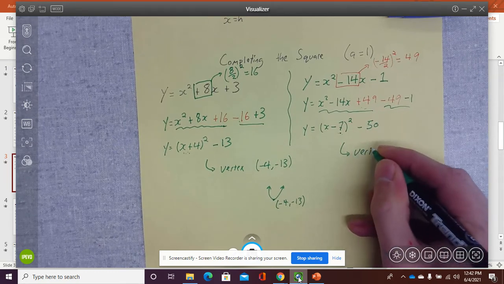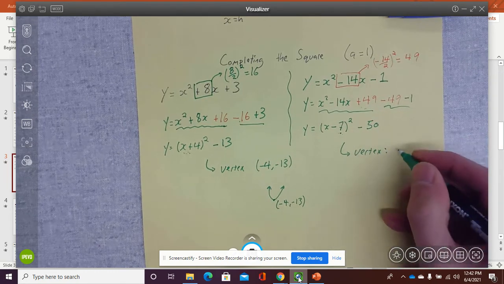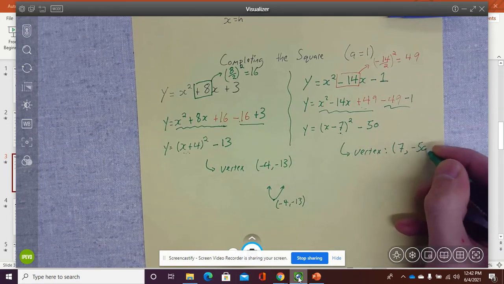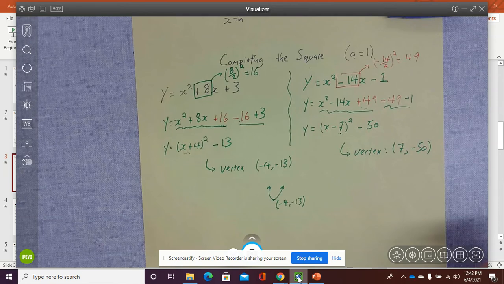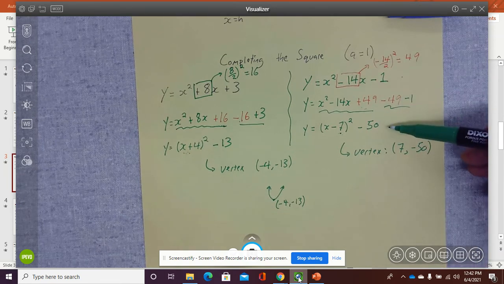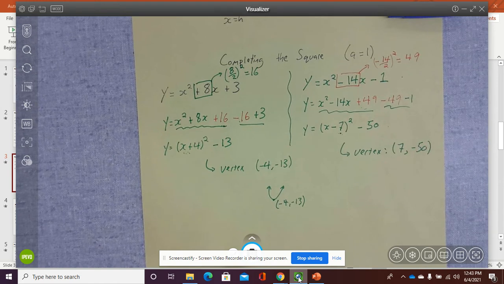Awesome. And now I know my vertex. So we've learned in just one step of algebra, I'm going to flip my h and then have my k value. So we've learned in one quick step of algebra how I move from standard form to vertex form. We call that completing the square.